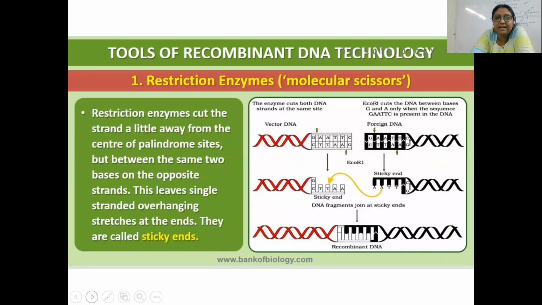Okay. So the question is, if restriction enzymes are giving two types of end, that is sticky end and blunt end, which one do you think is better? Sticky end or blunt end? Okay. So Nakshatra is saying blunt. Why Nakshatra? Sticky. Obviously. Why?